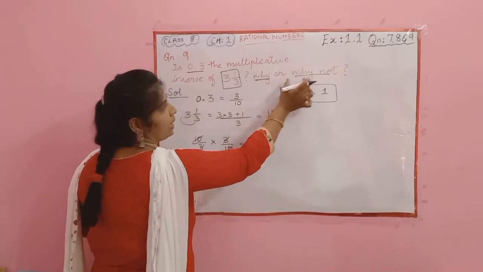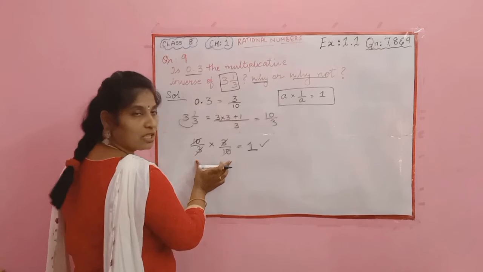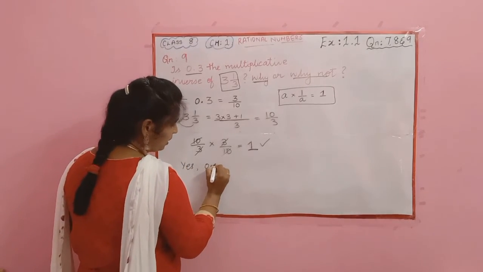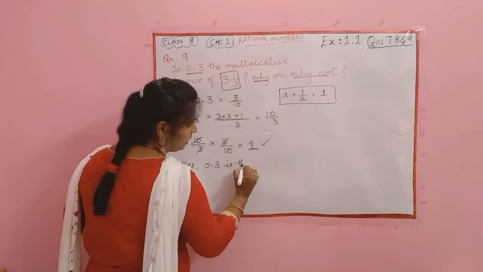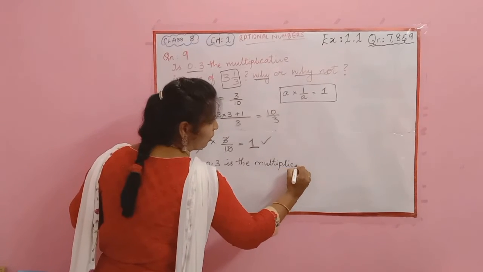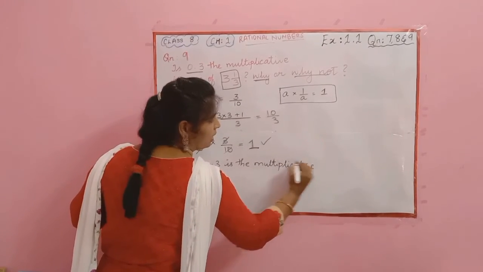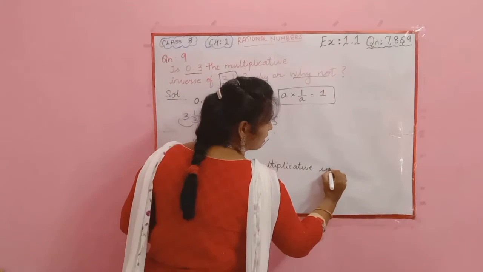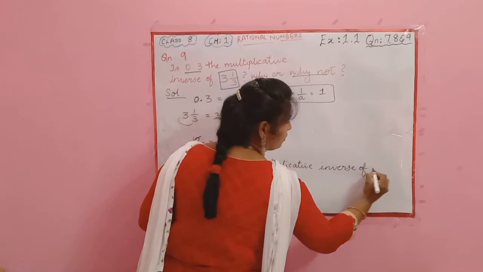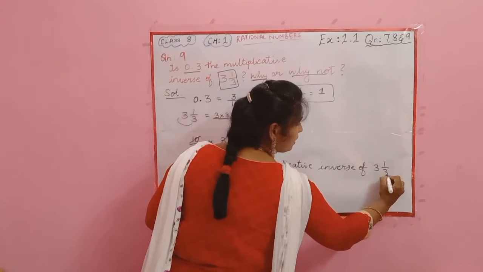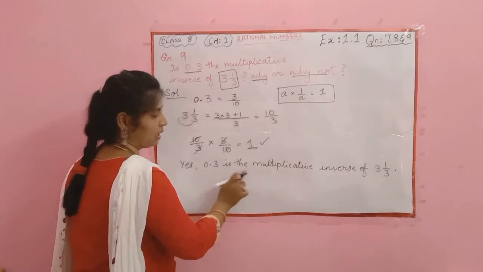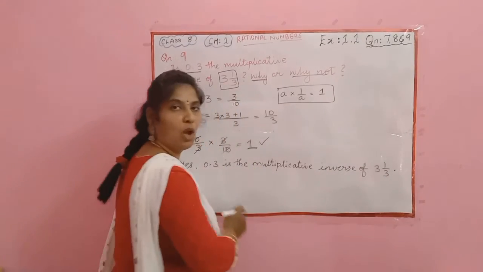So now we have to say why and why not. So again this is the justification. So here we can say yes, 0.3 is the multiplicative inverse of 3 1 by 3. Already we have proved why, because the product is 1. Whatever number is given in the question, you should conclude with that. So 0.3 is the multiplicative inverse of 3 1 by 3.